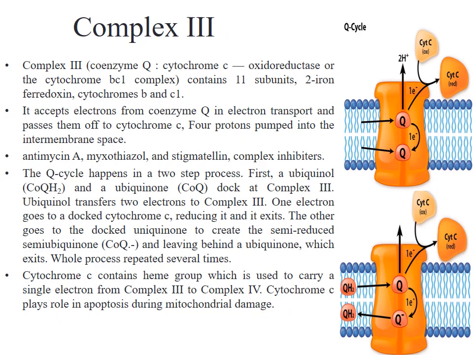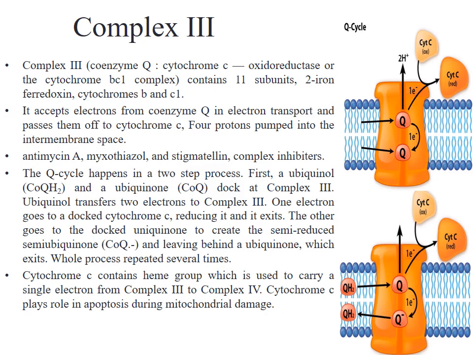Complex 3, also called coenzyme Q cytochrome C oxidoreductase, or the cytochrome bc1 complex, contains 11 subunits, including iron sulfur protein, cytochrome b and c1. It accepts the electron from coenzyme Q in electron transport and passes them off to the cytochrome C. 4 protons are pumped into the intermembrane space. Antimycin A, myxothiazol, and stigmatellin are the inhibitors for complex 3.